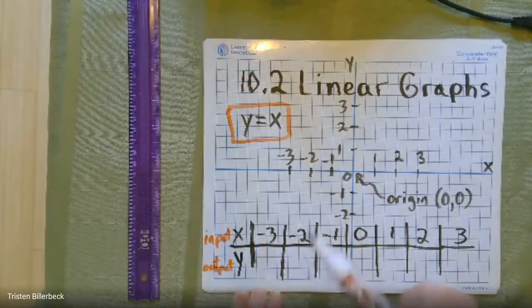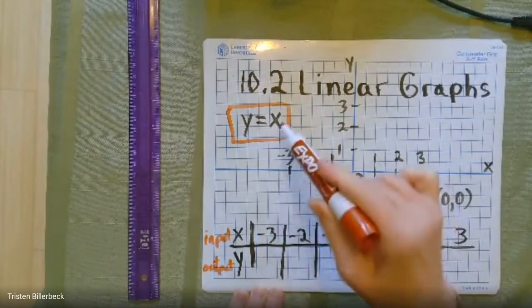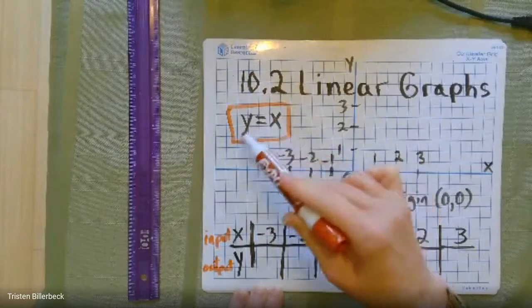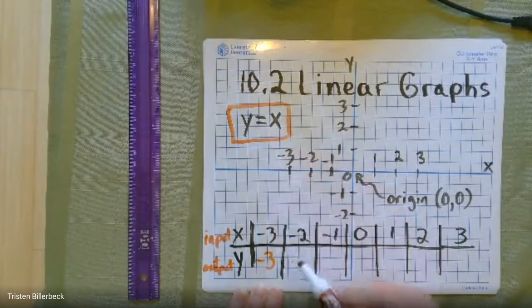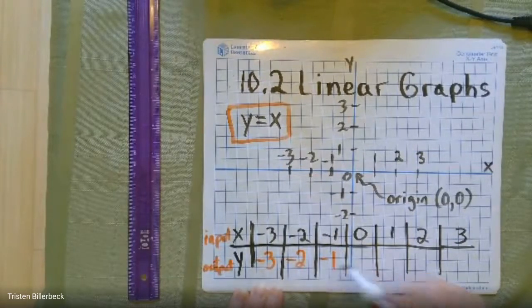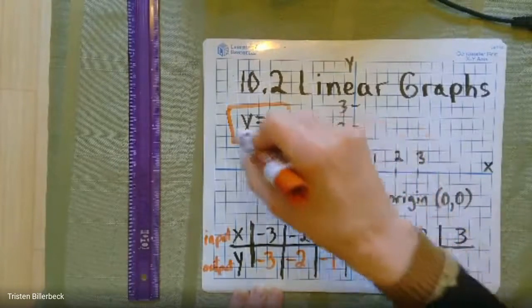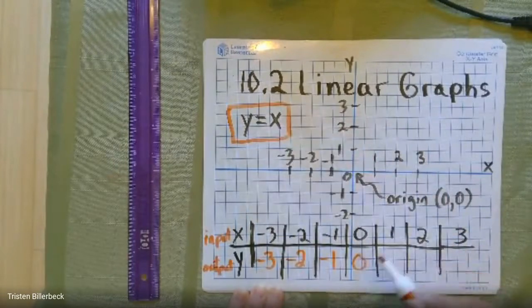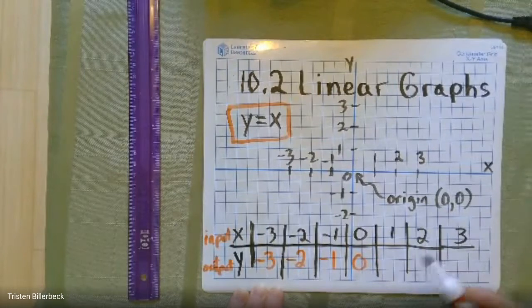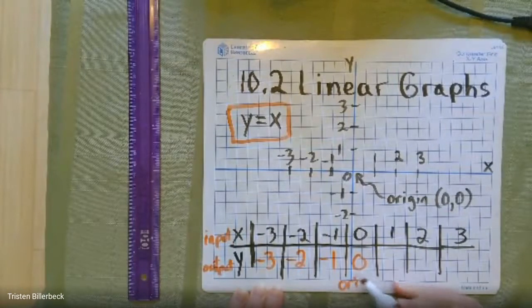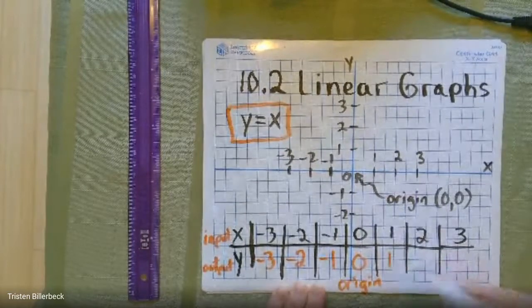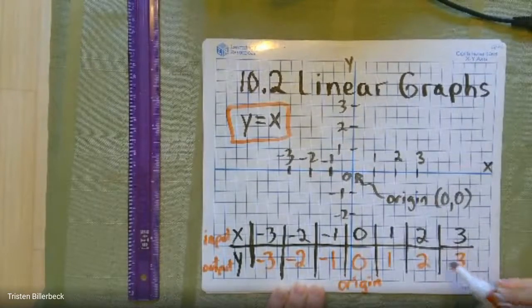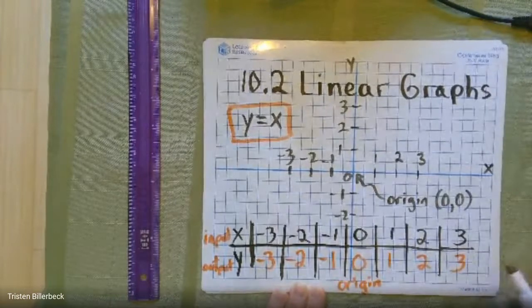Okay, so if I put in a -3 for x and y equals x, then it'll be -3. If I put a -2 in, y is -2. With -1, y is -1. If I put a 0 in, I have a 0 here. And look, that's the origin right here. We have an origin. Okay, and if I put 1 in, I have 1, 2, and 3. So now let's graph that.